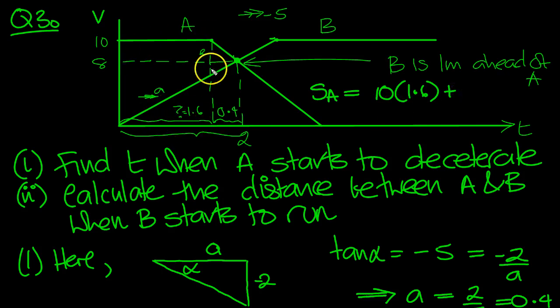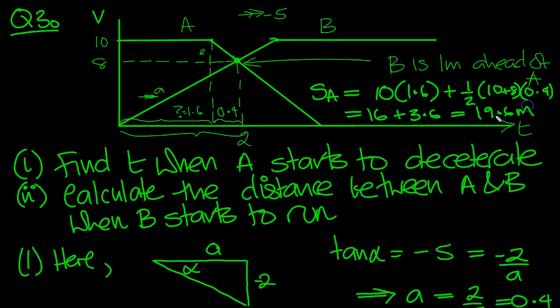this area, which will be half of these two added together times the distance between them. So it's half of 10 plus 8, times 0.4. 18 over 2 is 9, and 9 times 0.4 is 3.6. So SA is 16 plus 3.6, which is 19.6 meters.